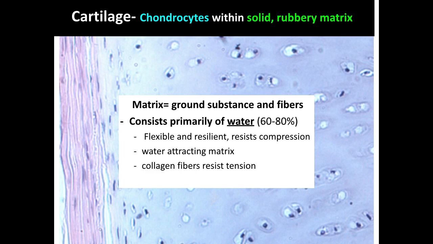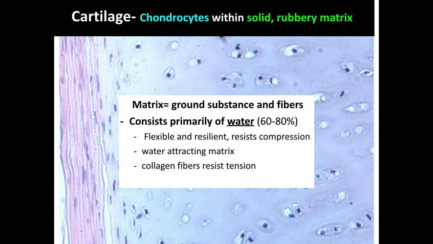Cartilage is not as rigid as bone, but is going to resist compression, and when the pressure is released, the cartilage is going to spring back to its original shape. The matrix also contains thin collagen fibers for tensile strength, but the ground substance specialized to attract and hold water really gives it the ability to spring back from that compression.